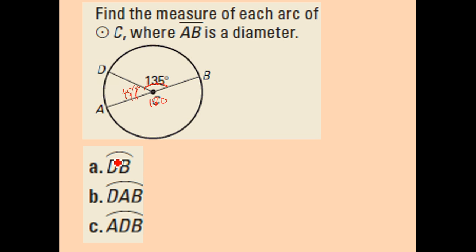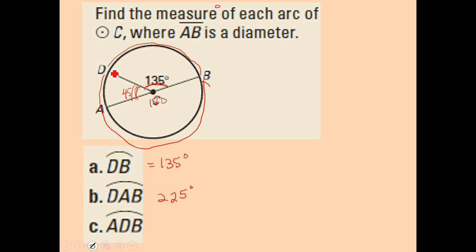So when it says we want to find the measure of each arc, that means in degrees, not the length, but the degree measurement. The measure from arc D to B, that's the shortest way possible, so D to B, I would just say that's 135 degrees. What if I go from D to A to B? This way. Well, then that's 45 plus 180, right? So we'd have, let's see, 225.